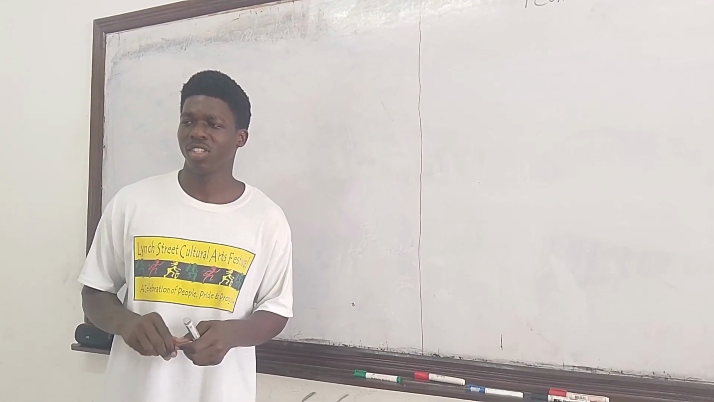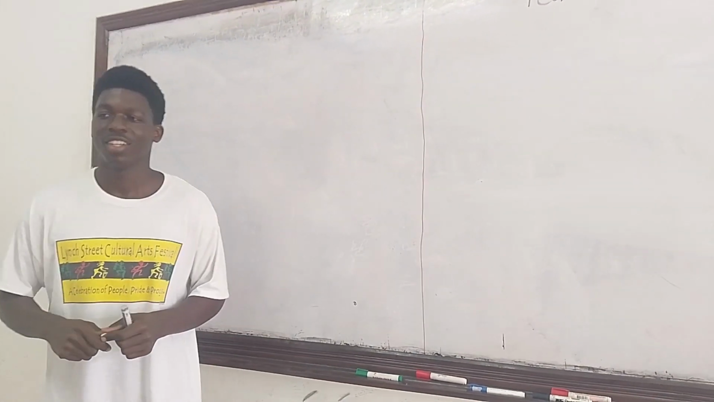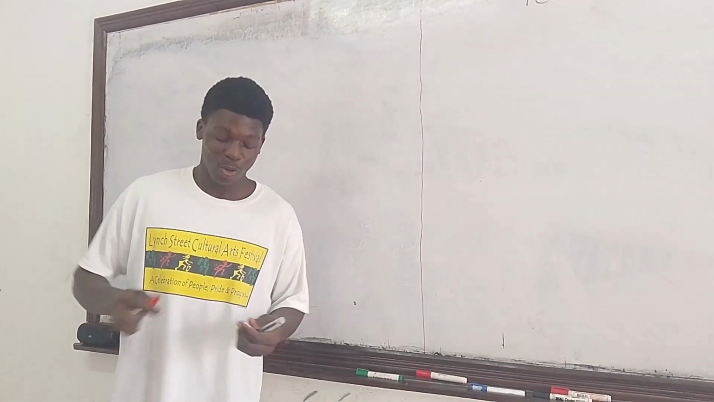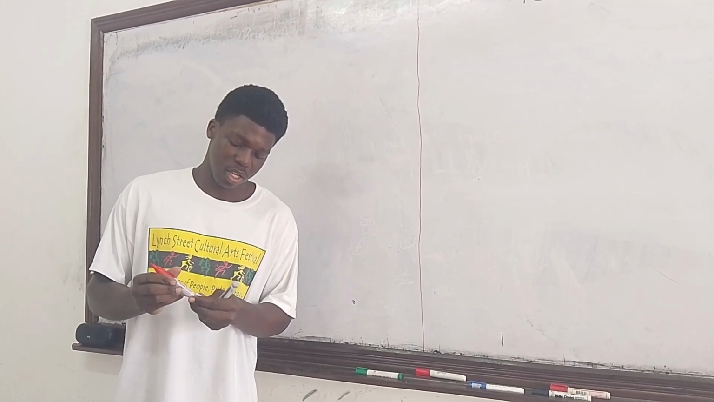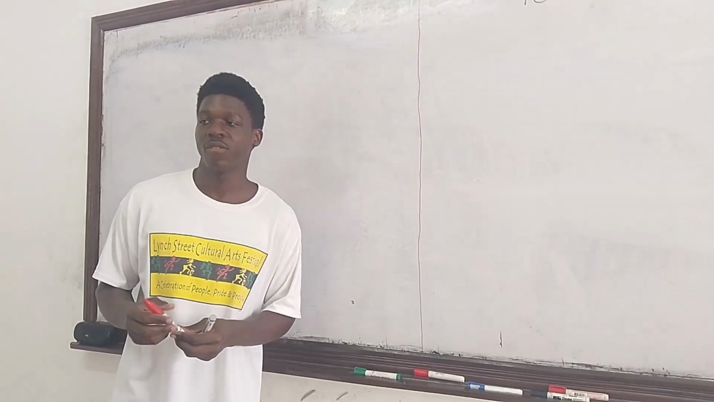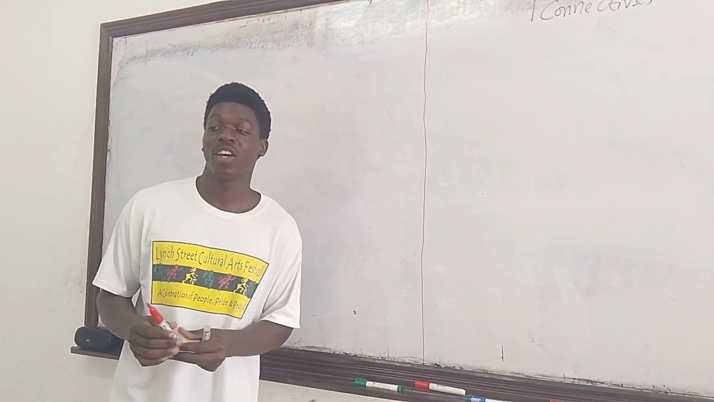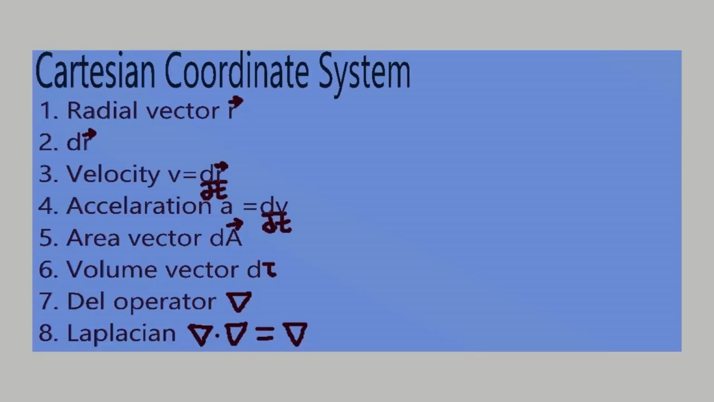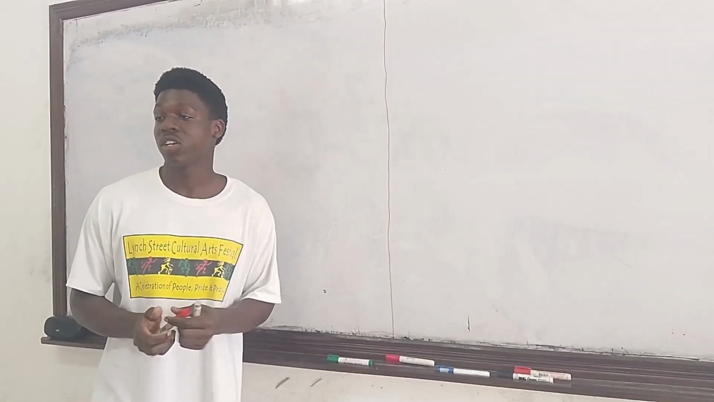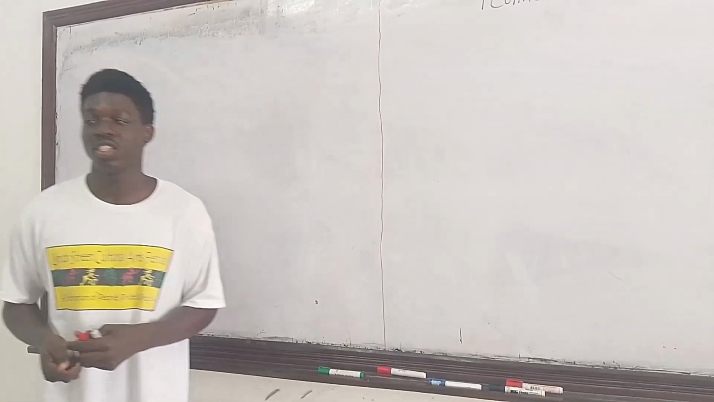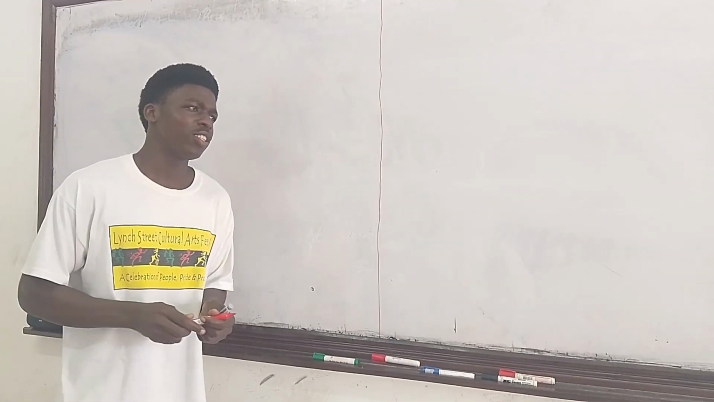So we want to talk about the coordinate system. There are various types of coordinate systems, but we want to focus on two: the Cartesian coordinate system and the cylindrical coordinate system. In the Cartesian coordinate system, we want to represent our coordinates in three forms, which are x, y, and z.